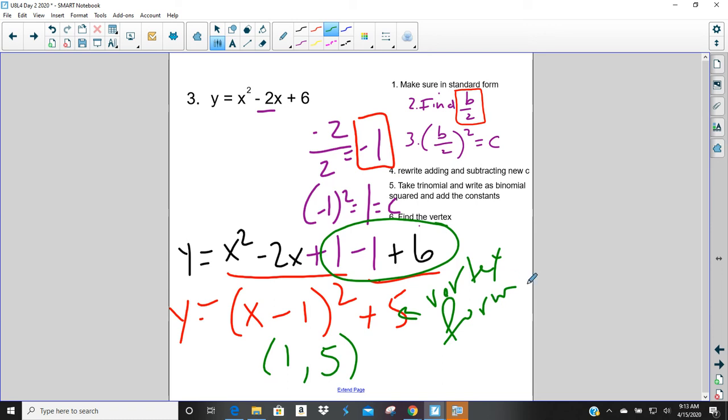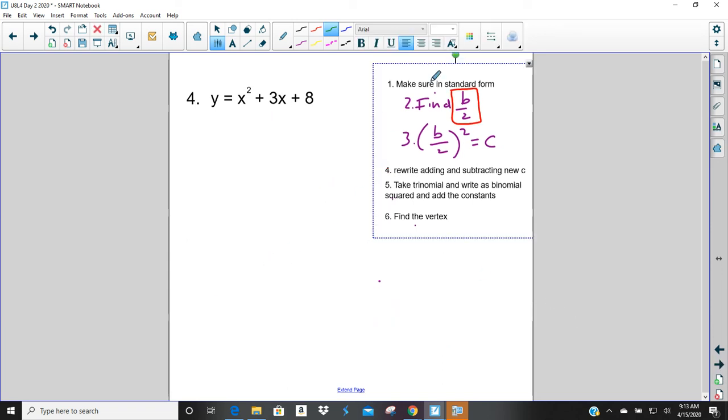Okay, so the final question of today is a problem where we have a fraction. Now, I don't want you to freak out about it. You can use decimals if it's not a repeating decimal, okay? So let's go through this. I'm going to do the same steps. Make sure it's in standard form. Yes, it is. So now I'm going to do my b term divided by 2. Uh-oh, it's a decimal. I'm going to write 1.5, and this is going to be my clue.